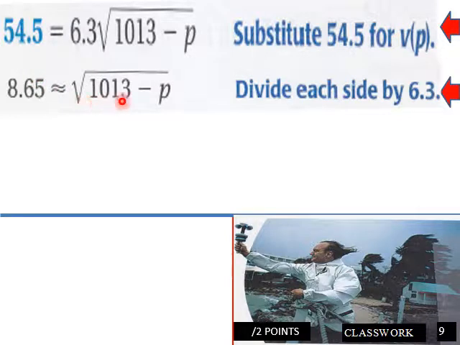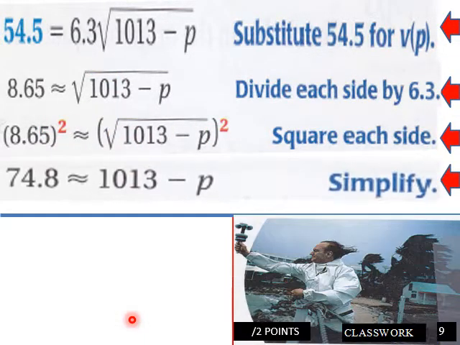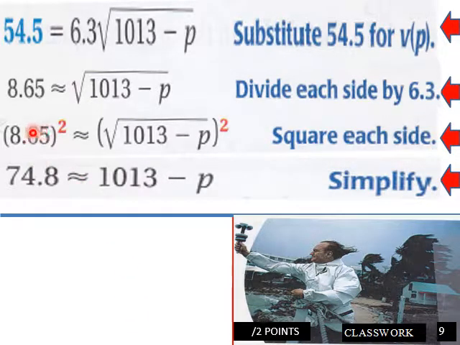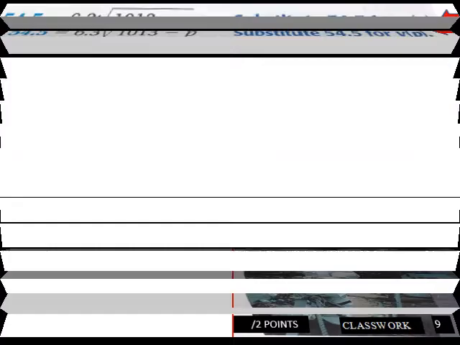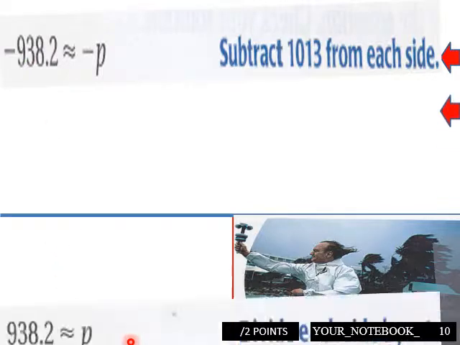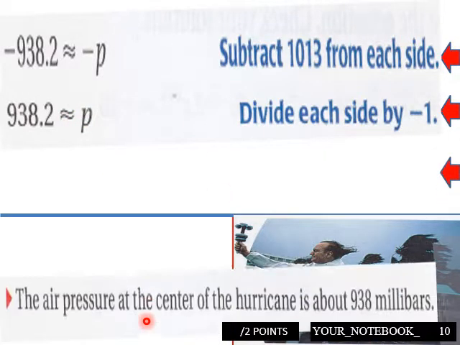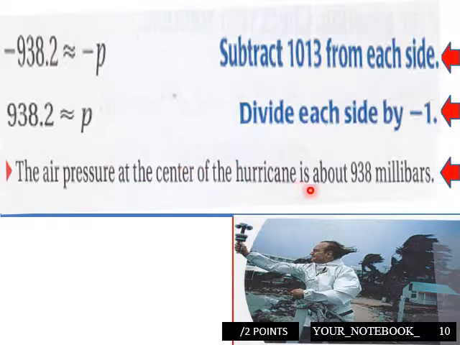So divide each side by 6.3 to get rid of this here. And then we have to get rid of our radical, so we square both sides like that. Get 74.8 equals 1013 minus p. And then solving for p, negative p equals approximately negative 938.2. You divide through, we get 938.2 approximately equals p. The air pressure at the center of a hurricane is about 938 millibars.